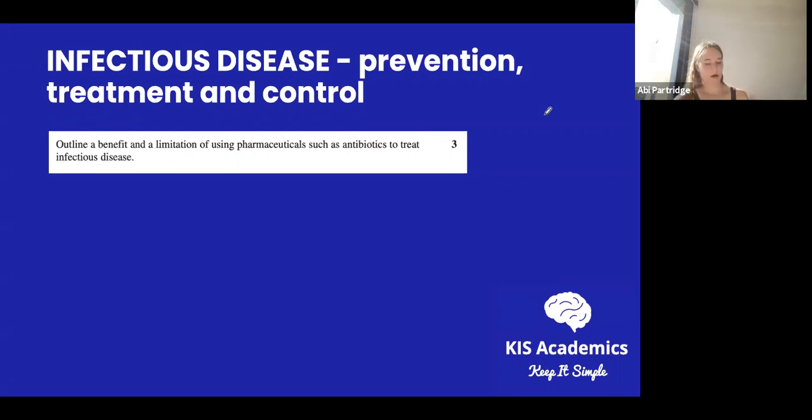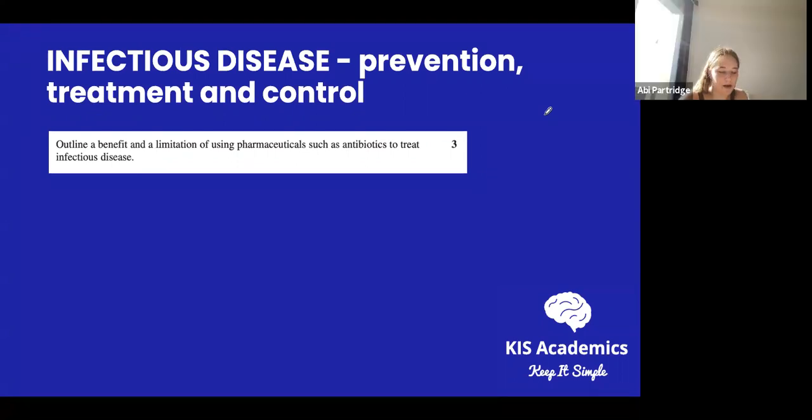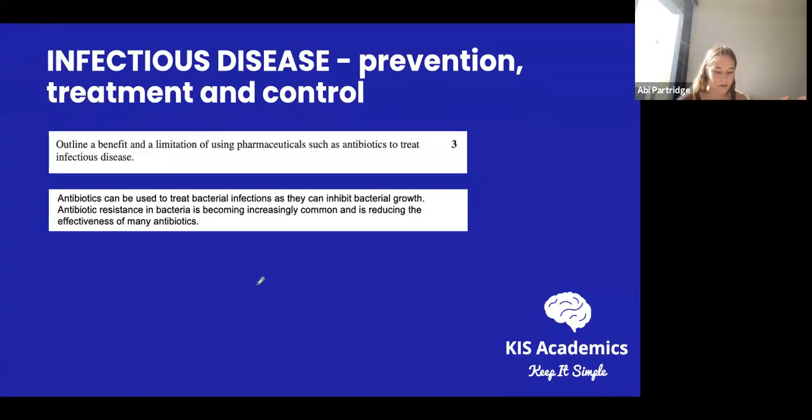Yeah, responded. So this one pretty much it's 3 marks, so you need to maybe just talk about sort of what antibiotics do and then outline a benefit and a limitation. It's not an overly complex question, so we'll just pop up that answer, and then we'll just go through it.